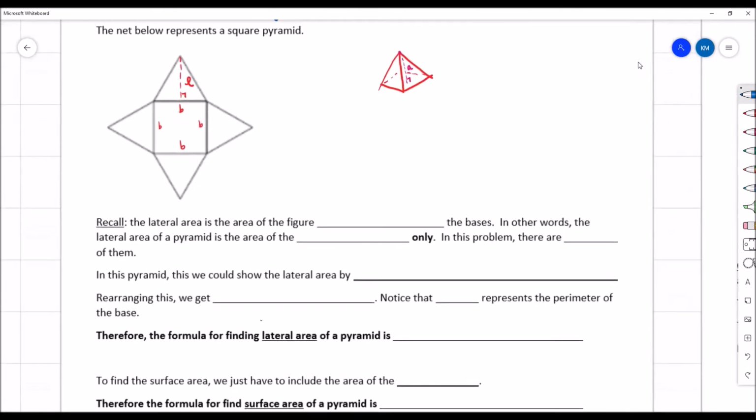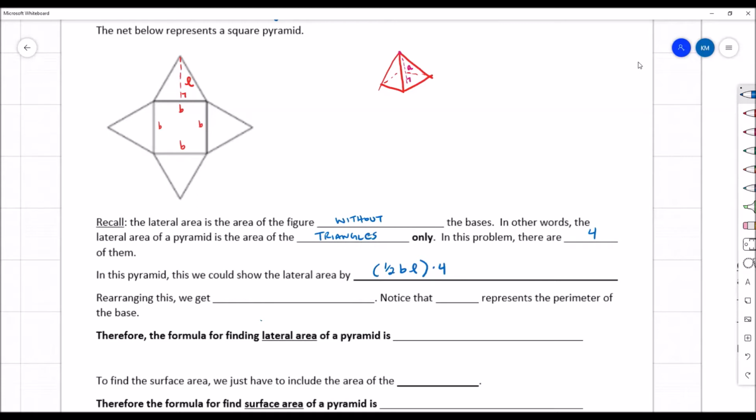Recall that the lateral area is the area of the figure without the bases. In other words, the lateral area of a pyramid is the area of the triangles only. In this problem, there are 4 triangles. We could show the lateral area by looking at the area of all of our triangles: 1/2 base times slant height, where b is the side of the base, and then multiply that by 4, because there are 4 triangles.